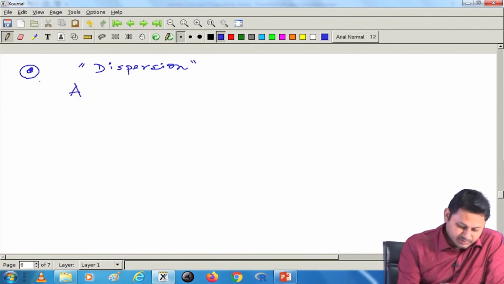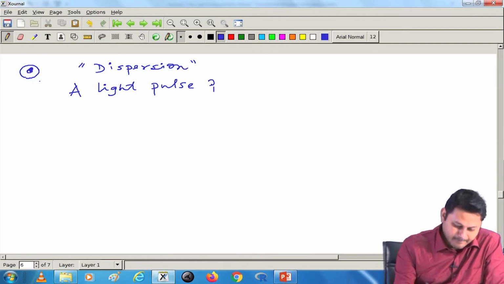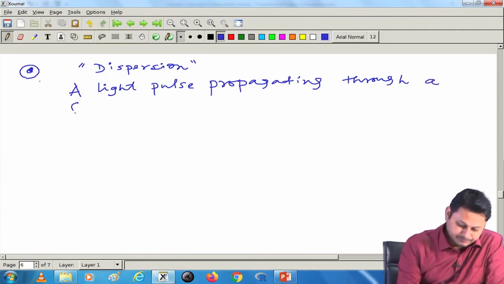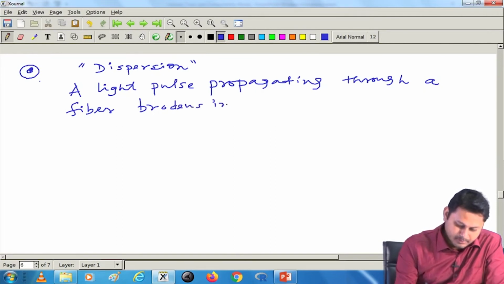So, what is dispersion? A light pulse propagating through a fiber broadens in time domain.